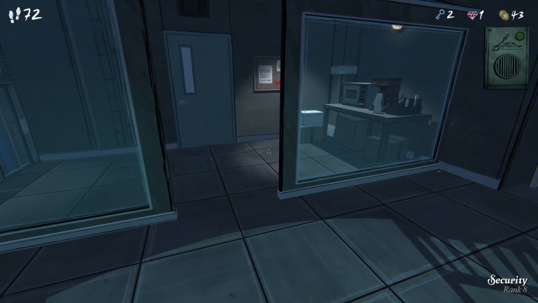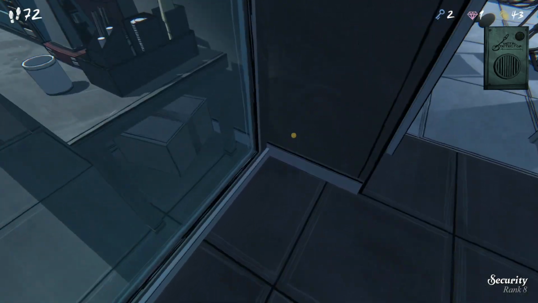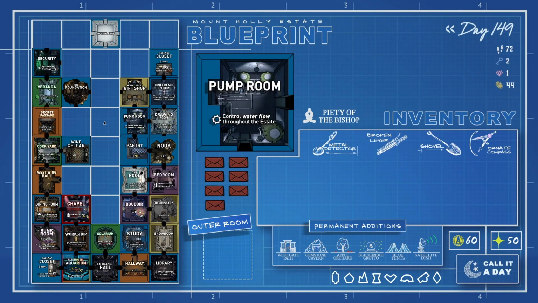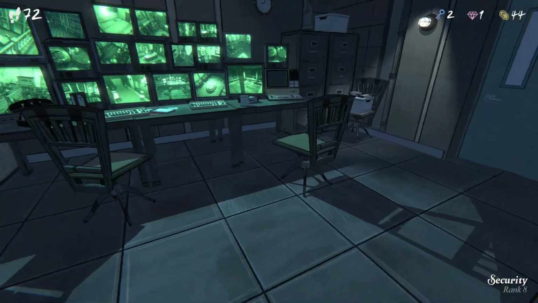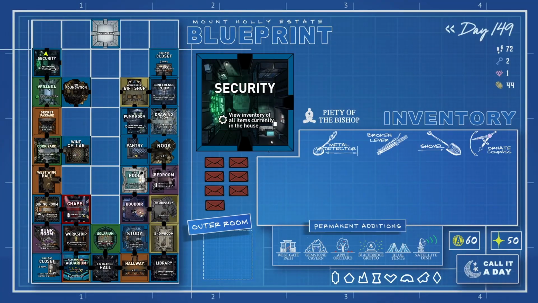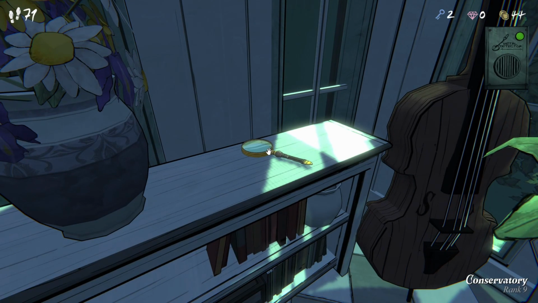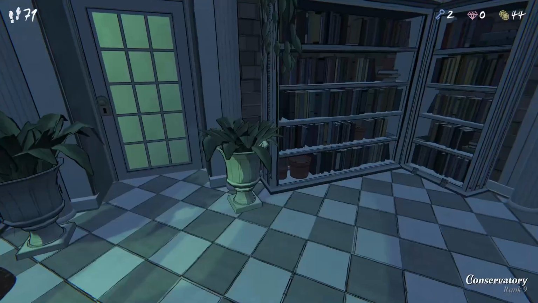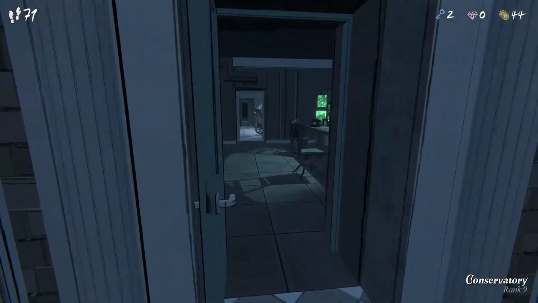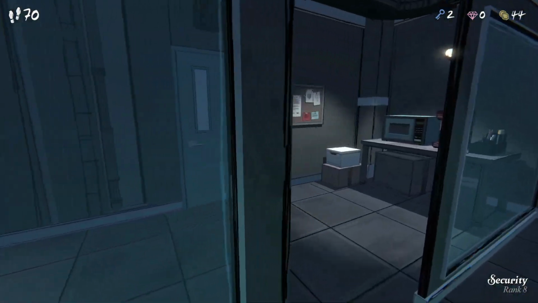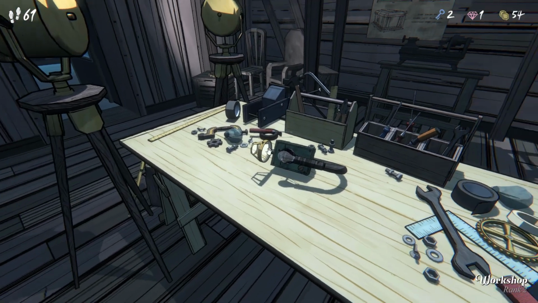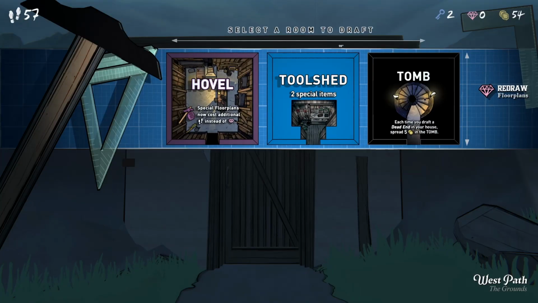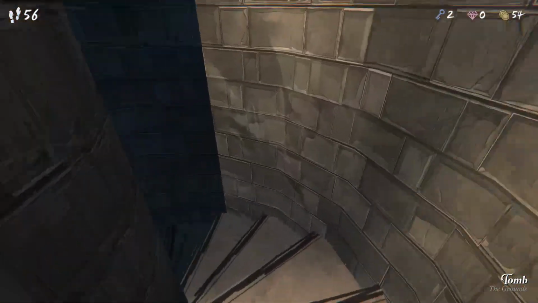Oh, wait, I've got an idea. When it's resetting the security system in the closed exhibit, it has a 10-second countdown. Maybe that means I have 10 seconds to go in there and get the crown. That's an interesting idea. I've got it. Let's go back. Perfect. It's tomb time.